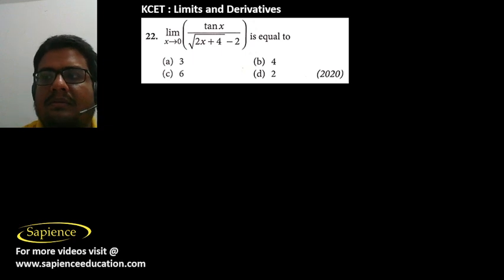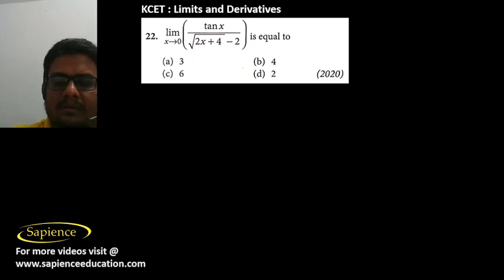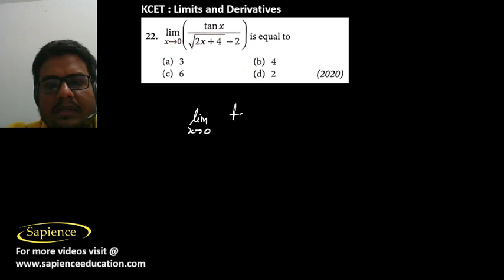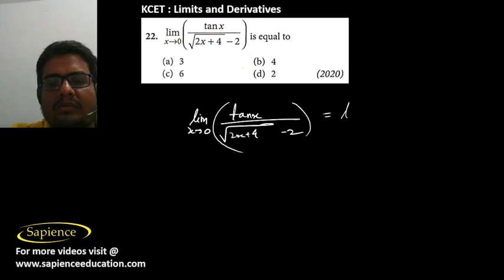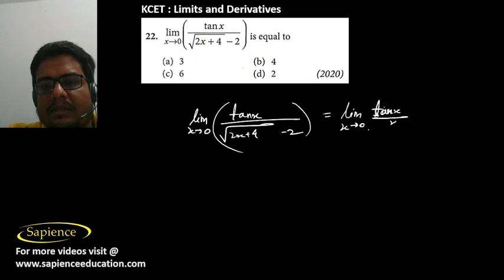Then in question number 22, we have the limit x tends to 0 of tan x by root over 2x plus 4 minus 2. So this will be equal to how much? So this is limit x tends to 0, I can say tan x by x, we can write tan x by x.